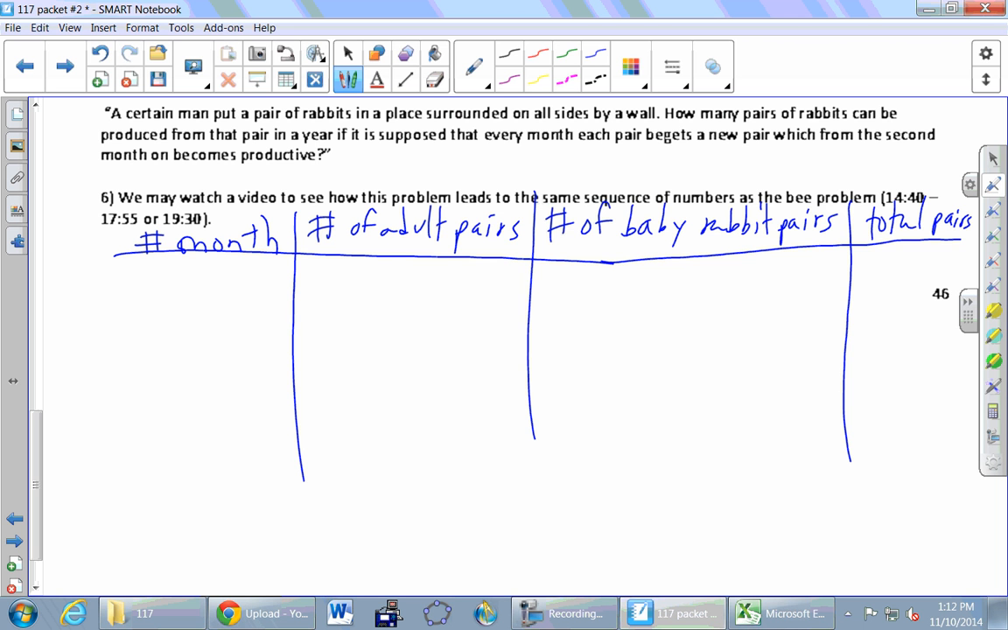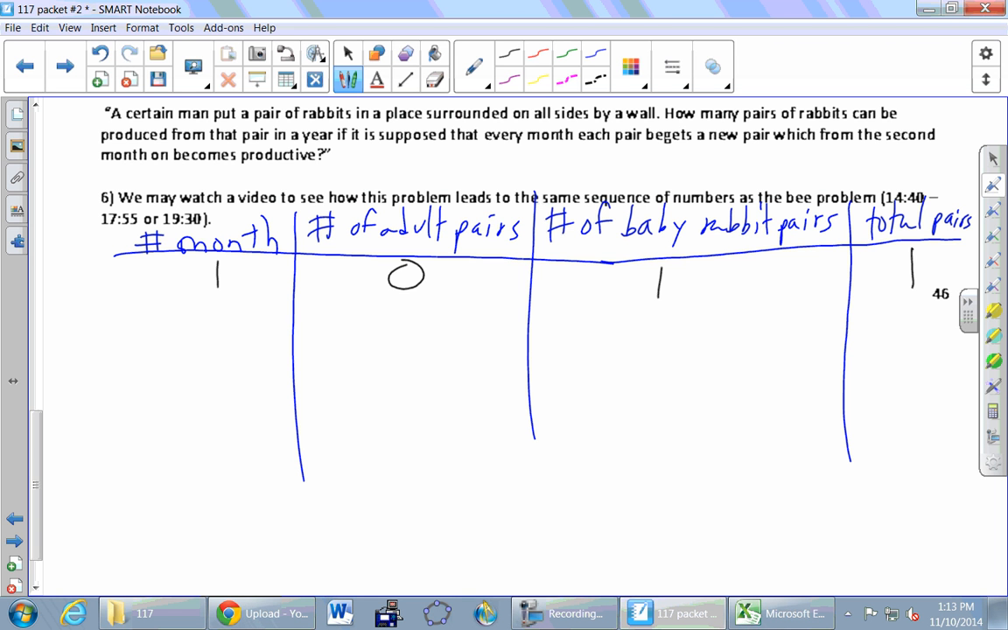Okay, so at the start of this problem, it says that we put, what do we put? A pair of rabbits into this enclosed area. And so at the start of the first month, let's just put a 1. It doesn't really say whether they're adults or babies. Let's assume that they're newborns. So no adults, 1 pair of baby rabbits there. And so the total number of pairs of rabbits then is 1. And then it takes 1 month for baby rabbits to become adult rabbits.